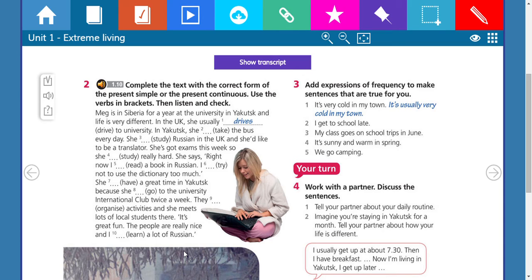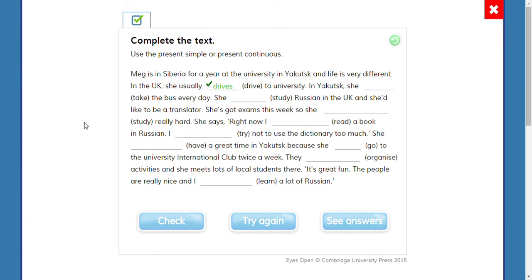Okay, now listen. If you can answer or write the answers, you can play this part of the video once again and complete the activity, no? So, let's see. Here I have the activity. I'm going to read and you can help me, no? Meg is in Siberia for a year at the university in Yakutsk, and life is very different from the UK. She usually drives to university.